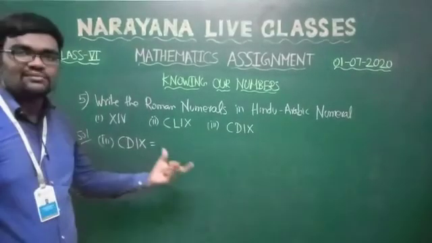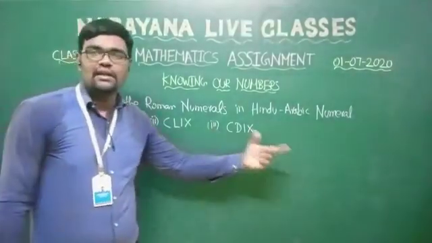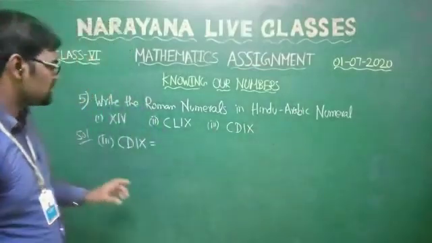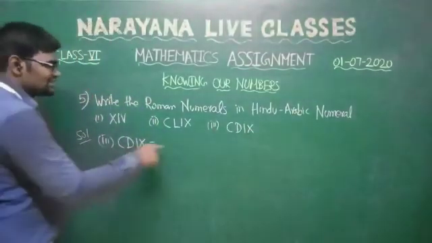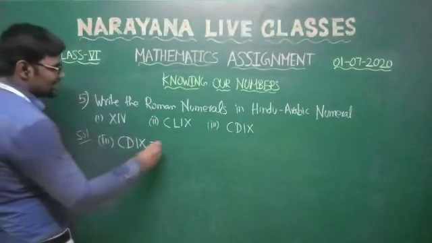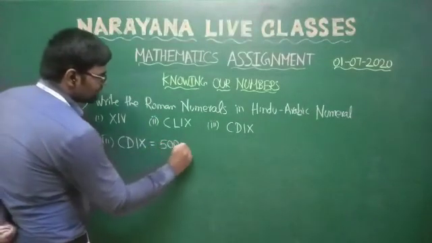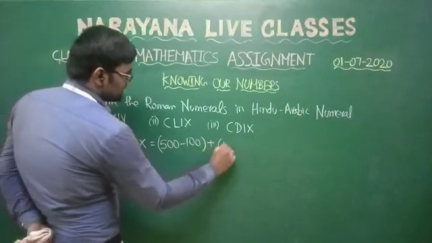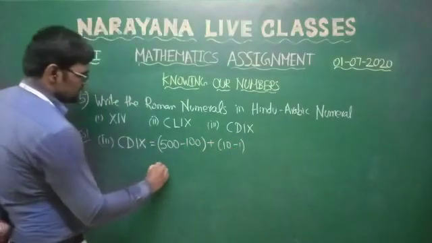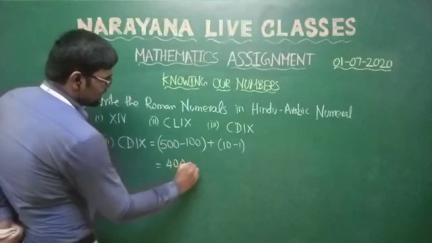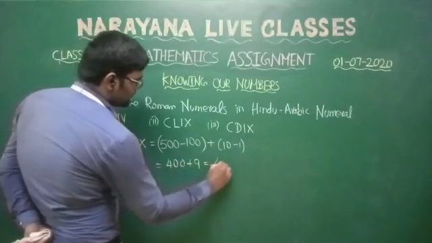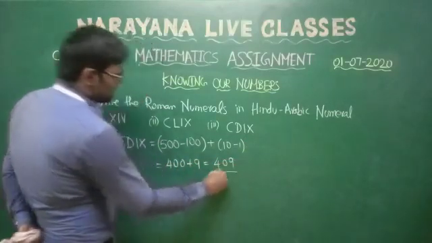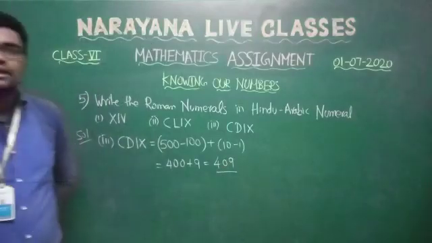So that is a small mistake in the question. That numeral we cannot write in the Hindu numeral system. Okay. So write like this. That last 5 we can cancel. You will get 500 minus 100 plus 10 minus 1. You get 400 plus 9. You get 409. Clear, students? Thank you everyone.